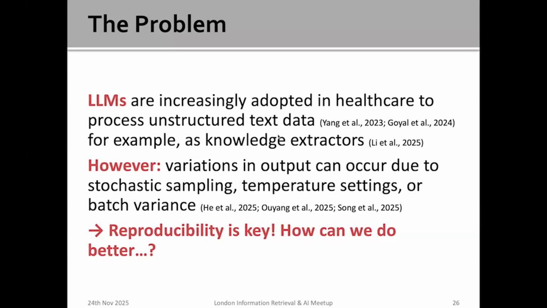But the problem is, these LLMs, even if you use them with a temperature parameter of 0, especially the reasoning models, are not 100% reliable. So that means we have some variance, and the problem is variance is not really optimal in the medical domain, because we want to have the findings as reproducible as possible. So what can we do about that?